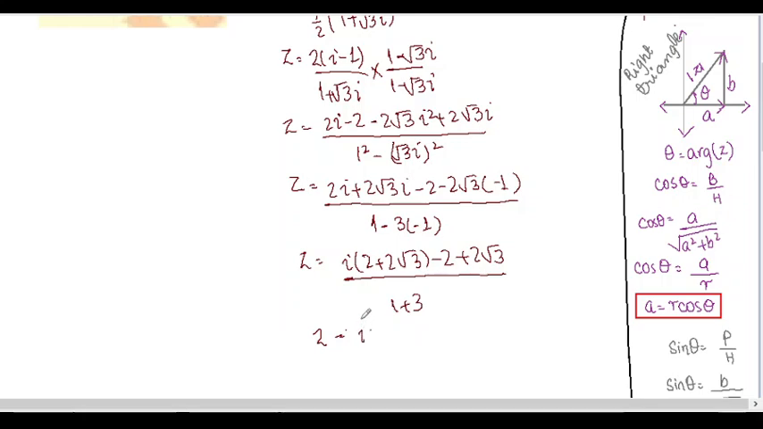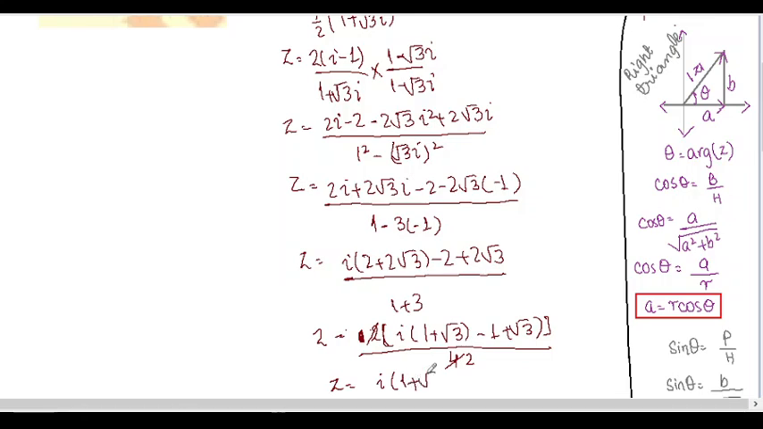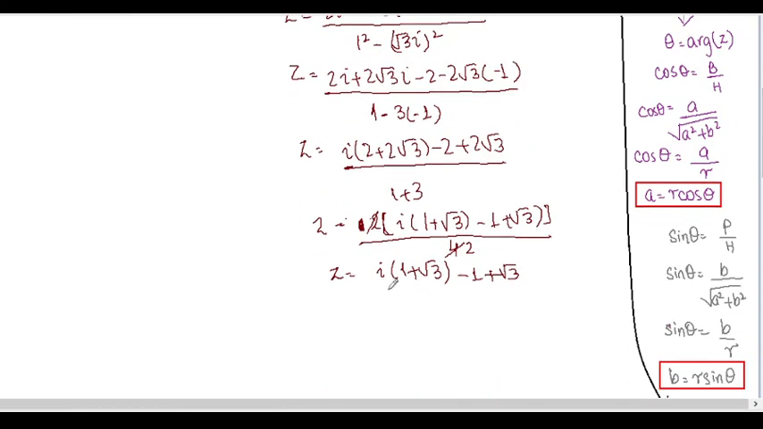Z equals iota, in which we take 2 as common, and we get iota into (1 plus square root of 3 minus 1 plus square root of 3), and whole divided by 4. This 4 and this 2 cancel, and here it becomes 2. So z equals iota into (1 plus square root of 3 minus 1 plus square root of 3) whole divided by 2.